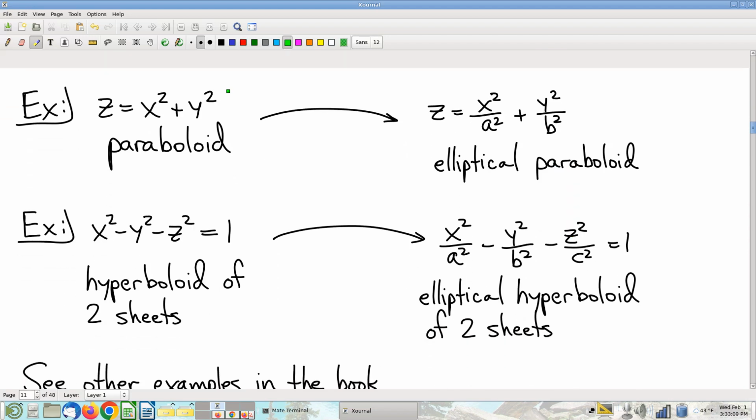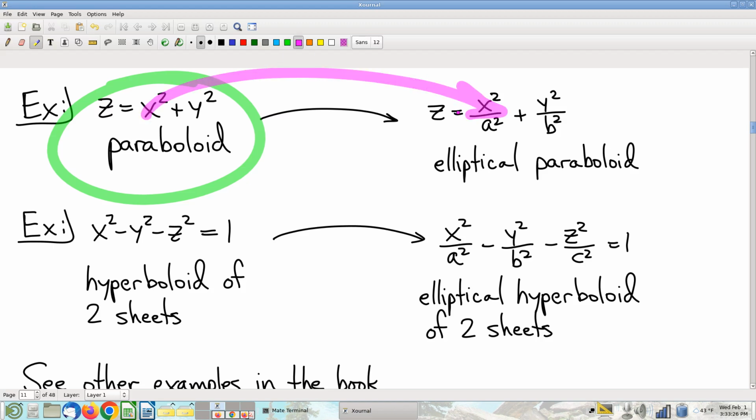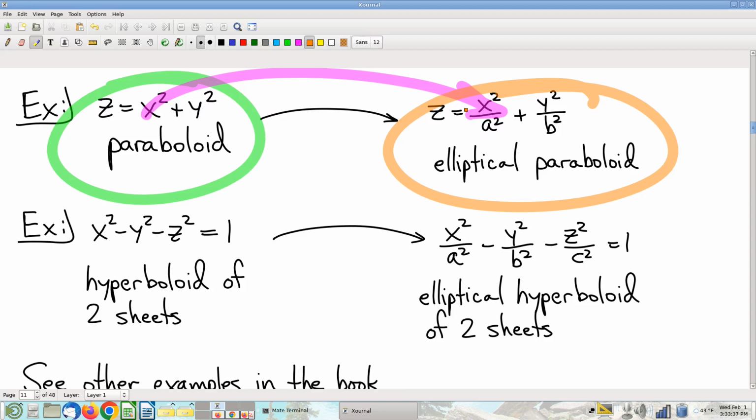We already know that this is a paraboloid. And sometimes it's called a circular paraboloid because the horizontal cross sections are all circles. Right? Well, when you do these adjustments here, where you replace x with x over a and y with y over b, you're going to stretch it out accordingly. And so this is also kind of a paraboloid, but instead of having circular cross sections, it's been stretched out in the x and y directions, so it's now what we call an elliptical paraboloid. It's got elliptical cross sections instead of circular cross sections.